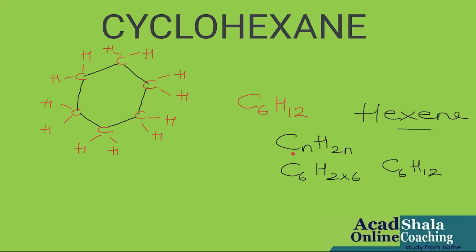Let us check again. CnH2n. Put the value of n equal to 6 over here. C6H2 into 6. So it has come out to be C6H12.